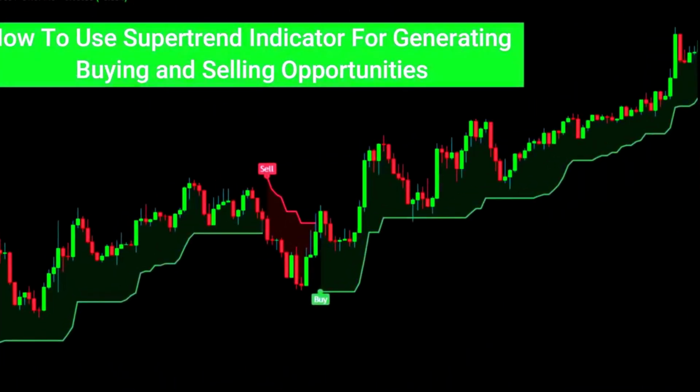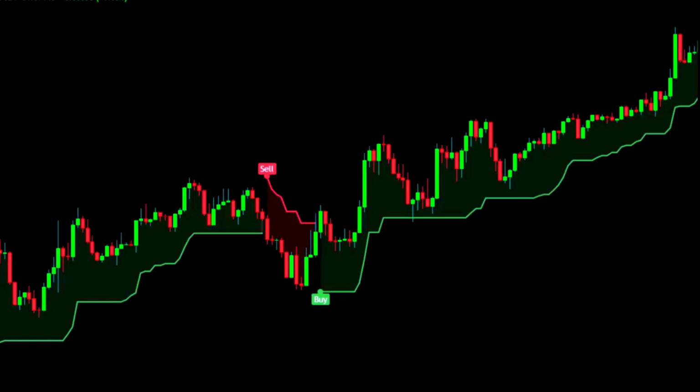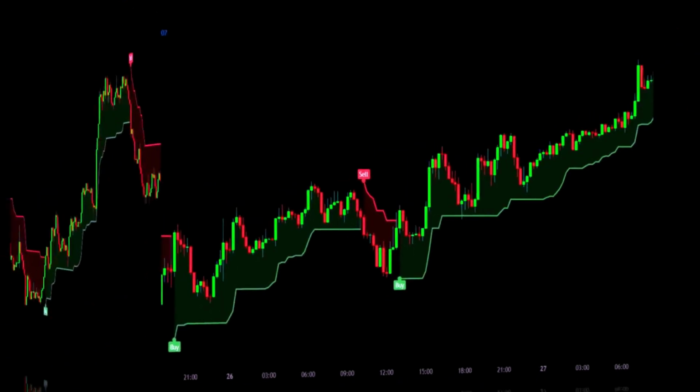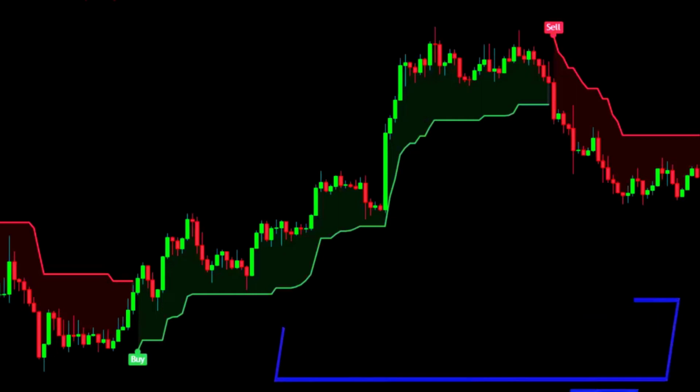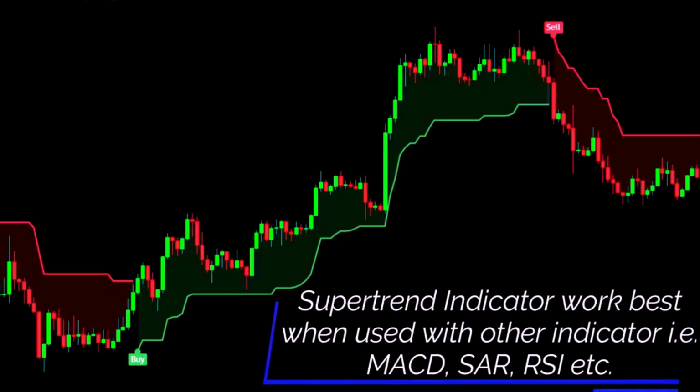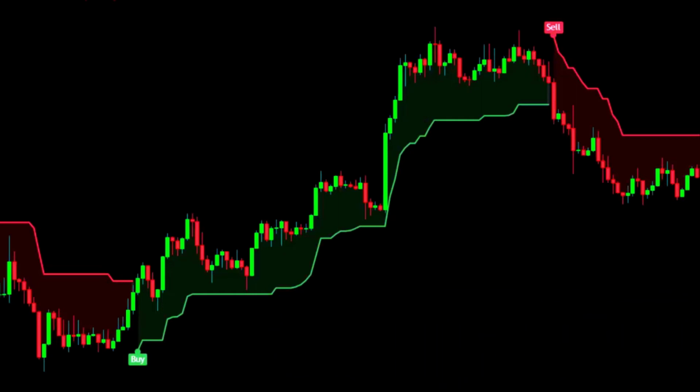How to use the Supertrend indicator for generating buying and selling opportunities. As soon as you add the Supertrend indicator on top of your chart, you will see a green line and a red line on your chart. So here you see on the screen both the buy and the sell signals have been created. But most brokers give a simple line on their chart, in which you will not see any option of buy and sell. Supertrend indicator signals are best viewed when we use them in conjunction with other indicators, like MACD, and it can also be used with RSI.